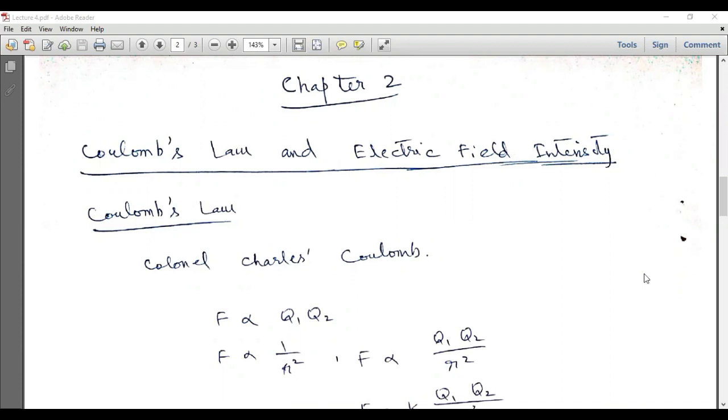Today I am going to start the second lecture of the course of electromagnetic theory, and it is the second chapter of the Engineering Electromagnetics textbook. The title of this chapter is Coulomb's law and electric field intensity.